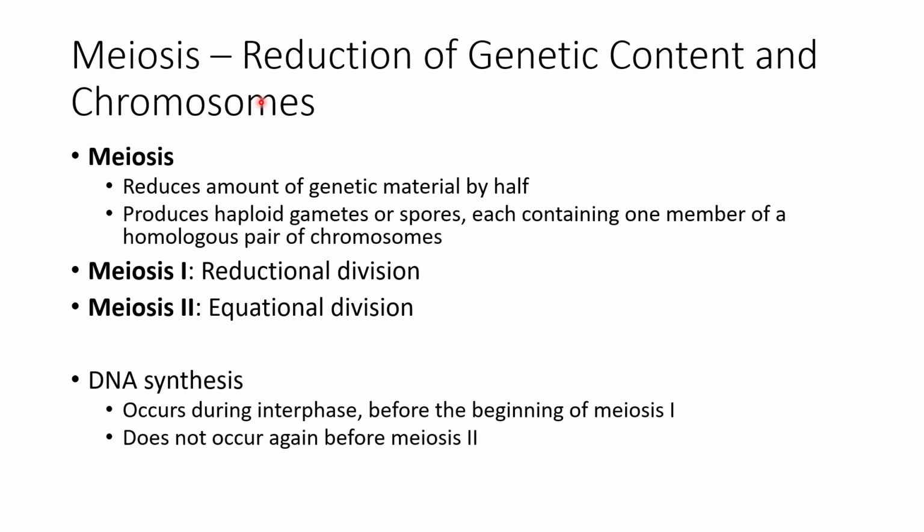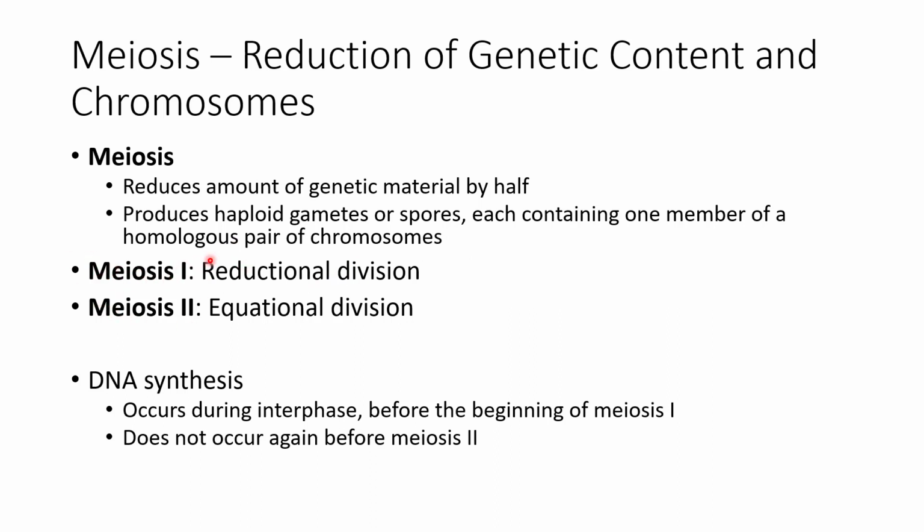And in order for us to go from a cell that then doubles its DNA during synthesis, so it makes a copy of everything, and then divides into haploid cells, we need to go through basically 2 stages of division. Okay, at the end, we're going to reduce our genetic material by half, and we're going to produce what we call haploid gametes or spores that contain only one member of a homologous chromosome pair. Those 2 stages we term meiosis 1 and meiosis 2.